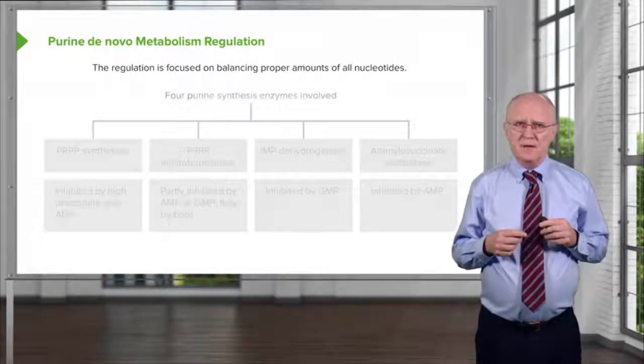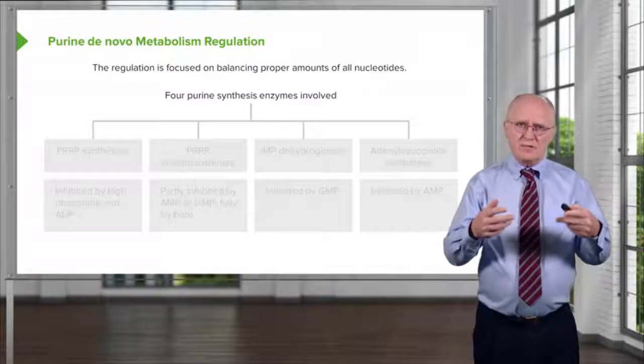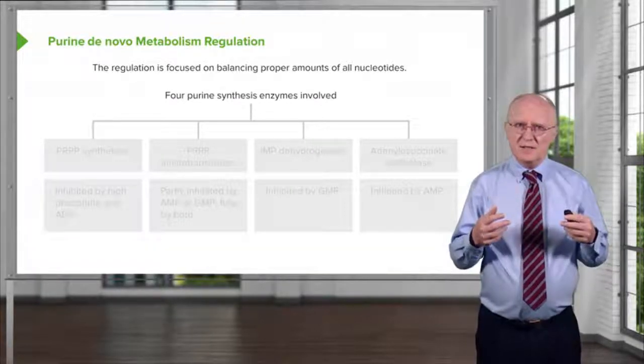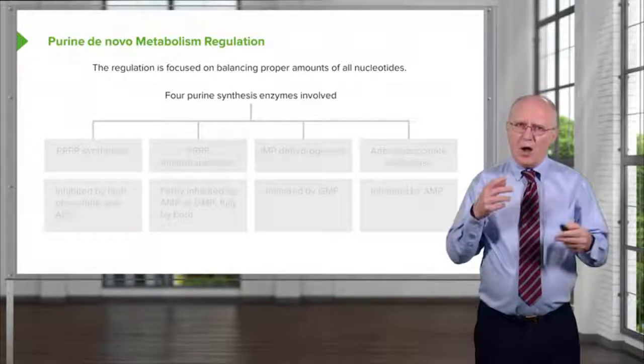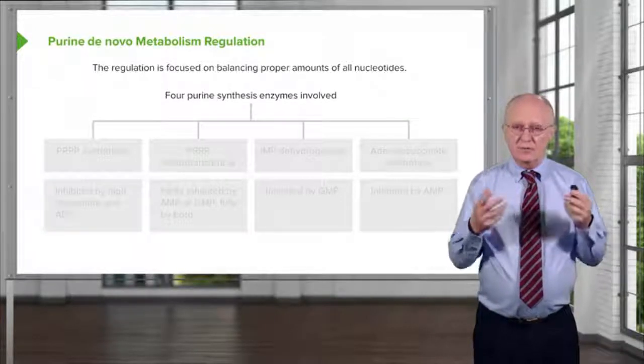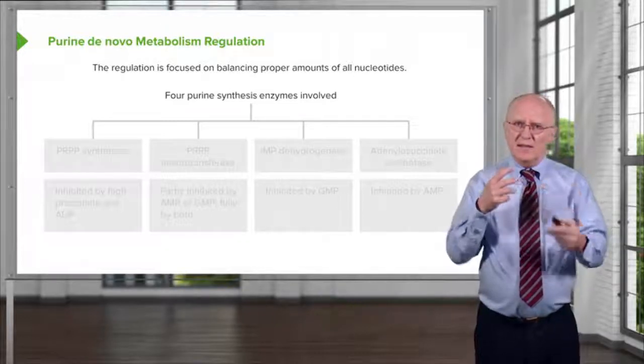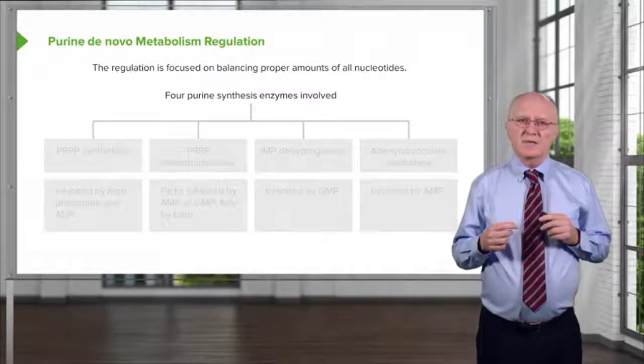So along the way, as I've described this, I've mentioned 4 different enzymes involved in catalyzing intermediates in purine synthesis and how they were important from a regulatory perspective. So let's look at those individually and the things that affect their activity.